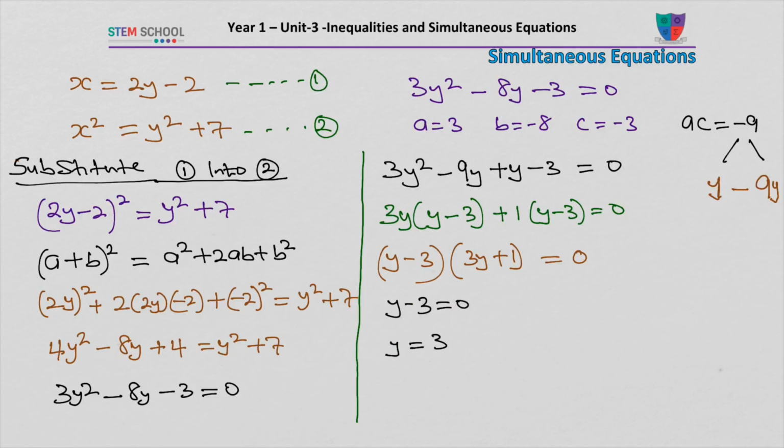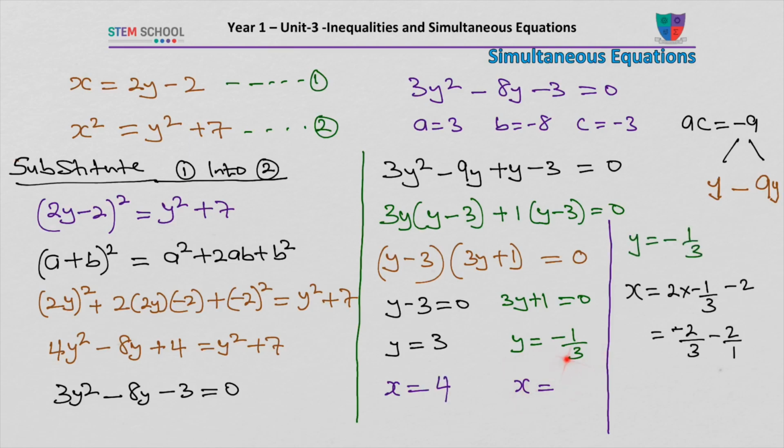So the first one is y minus 3 equal to 0, therefore y equals 3. And the second one here is set to 0, 3y plus 1 equal to 0. 3y equals minus 1. If I move that 1 to the other side and divide it by 3, y becomes minus 1 over 3. Now since y equals 3 here, I need to find the value of x using that equation. Because I now know what y is, I can find x. So when y is 3, 3 times 2 is 6, 6 minus 2 is 4. So x is going to be 4.